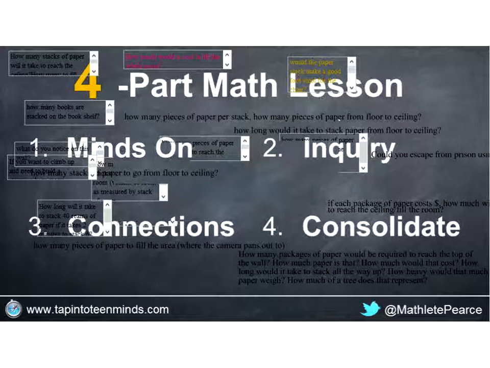So I can see tons of great questions up here. Would the paper stack make a good footstool for the chair? Nice question. Can we use the paper stack as a step stool? Nice. How many stacks will it take to reach the ceiling? Nicely done. How many to the doorway? How many to fill the doorway? How many pieces of paper? So rather than stacks, how many pieces of paper? How much would it cost to fill the whole room? So we have got lots and lots of questions here.